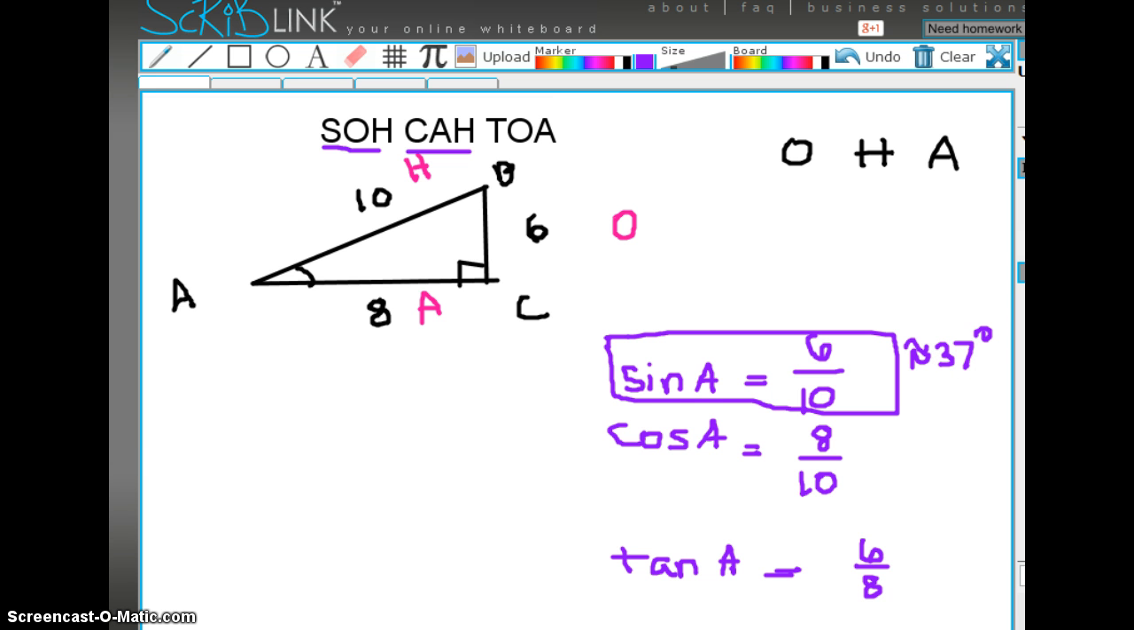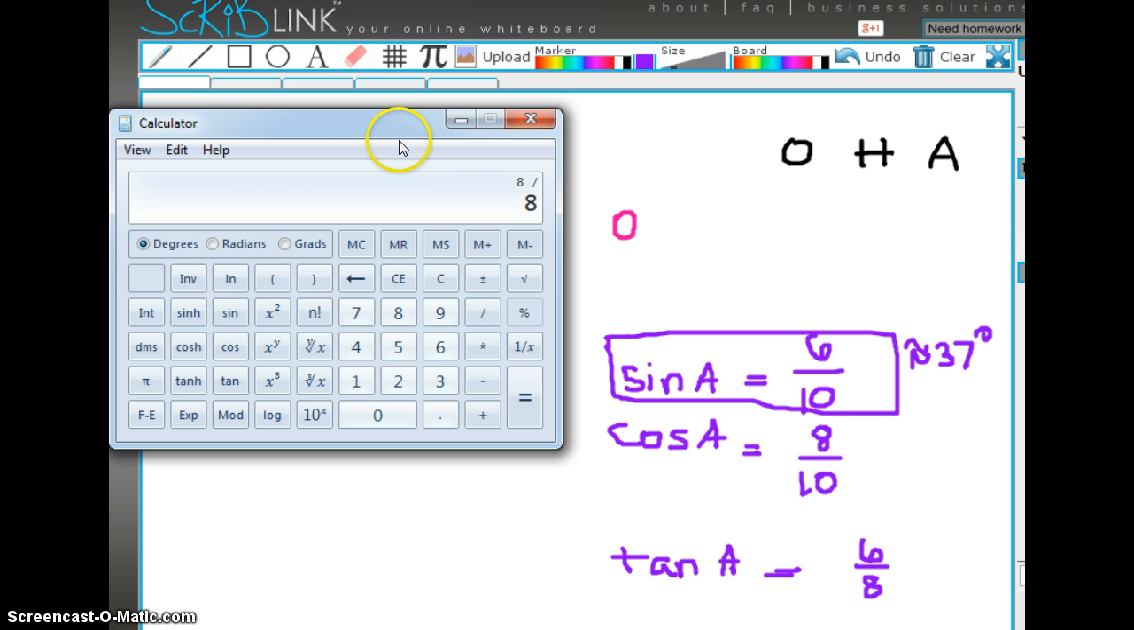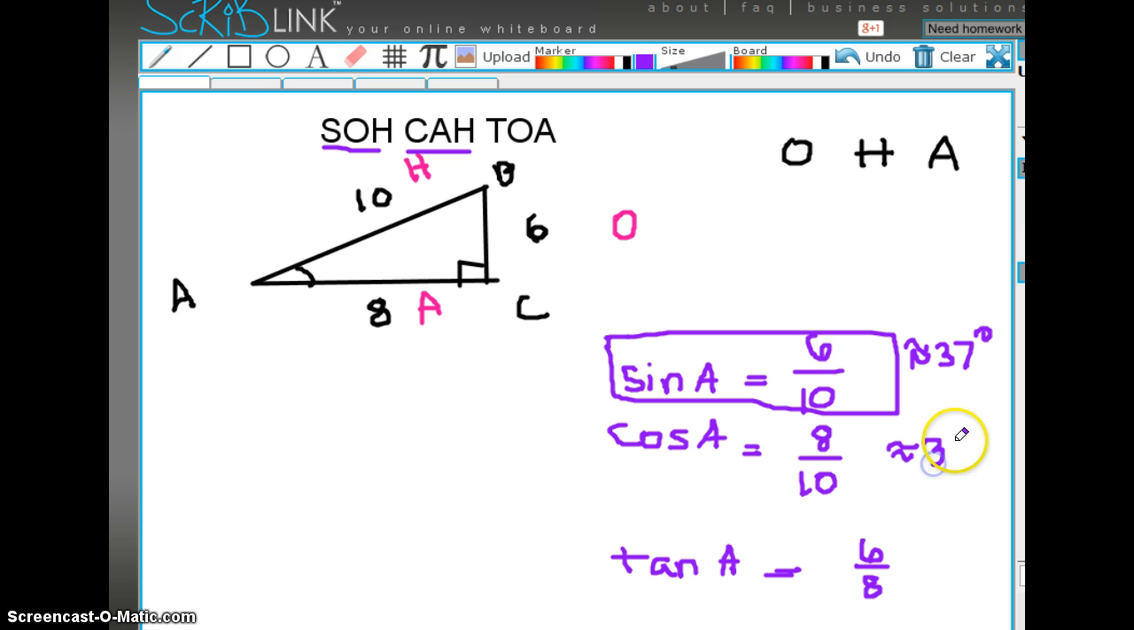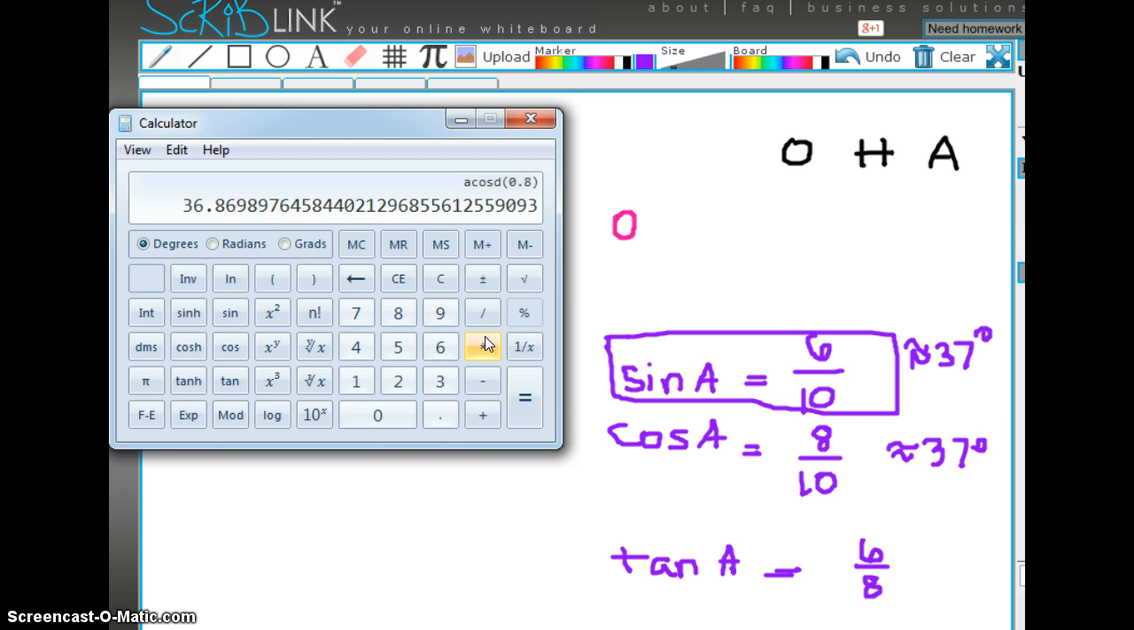And let's check this with the cosine formula. So you take 8 divided by 10, and you do the inverse function. I'm always in degrees, cosine -1, and it's about 37 degrees as well. And let's do the tangent one. So you take opposite over adjacent, 6 divided by 8, and do the inverse tangent, tangent -1, and that's 37 degrees. I have some problems on the board for different uses of SOHCAHTOA to find one of the missing sides of a triangle given one of the angles.